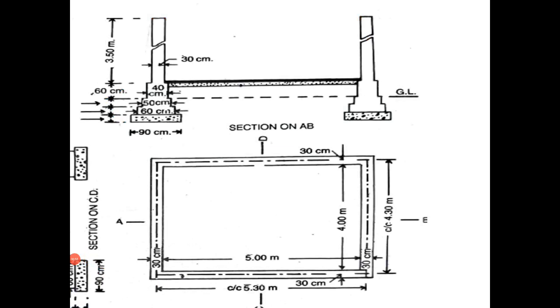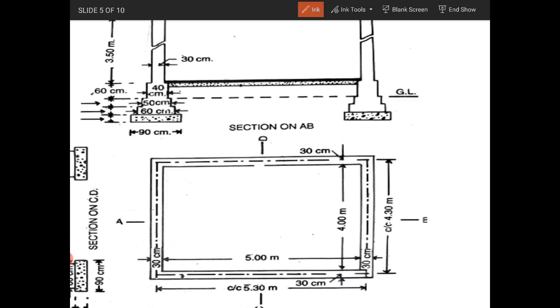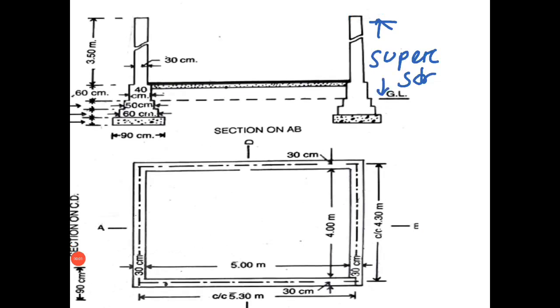We have to understand what we mean by superstructure. Superstructure means the portion of the structure above your GL, that means the ground level. This portion above GL is known as your superstructure. So here you see the portion above GL. That is called the superstructure.